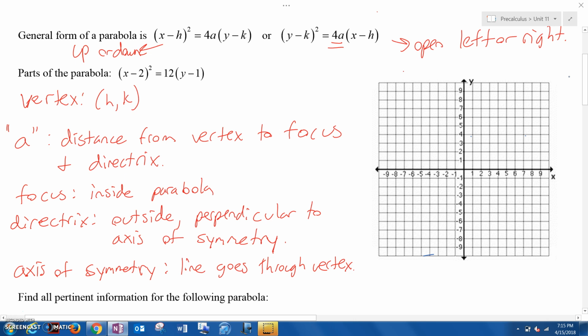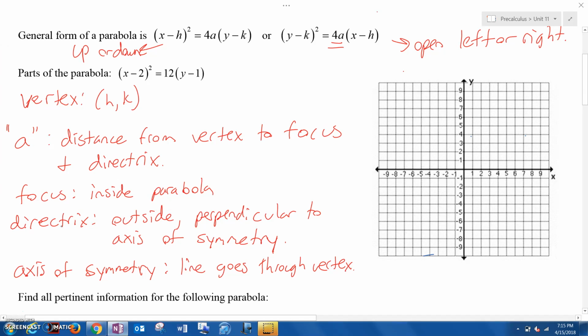So basically the vertex is very similar to the center of the other shapes for a parabola. We also have an A value, and if you notice up here, 4A is usually the number. So you can find A by looking at the number and dividing by 4. Focus is always inside the parabola. The directrix is a line that is perpendicular to the axis of symmetry and outside the parabola, and the axis of symmetry goes through the vertex.